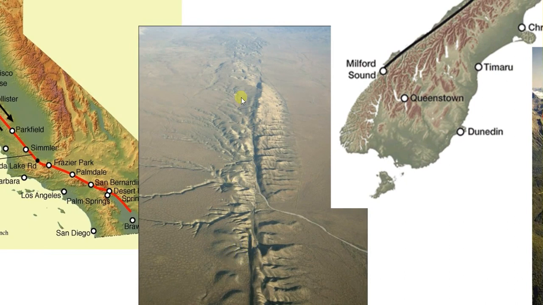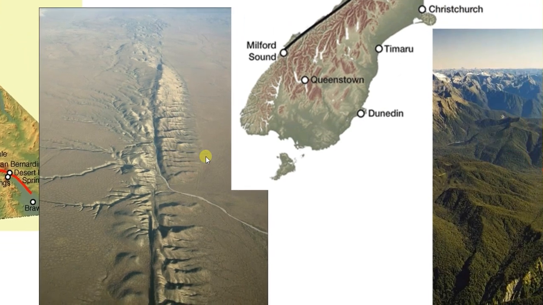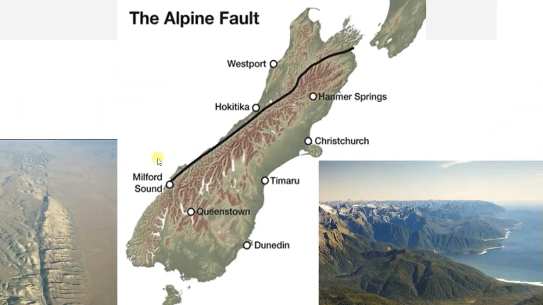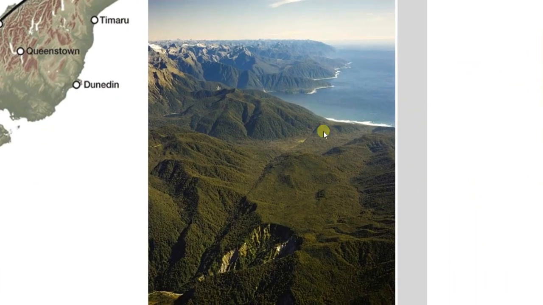Now here's the fault in New Zealand. New Zealand has a lot of old volcanic rocks, and so it's actually harder to see this fault line. It's actually kind of ripping the extinct volcanoes apart here. And then we've got the transform fault here.